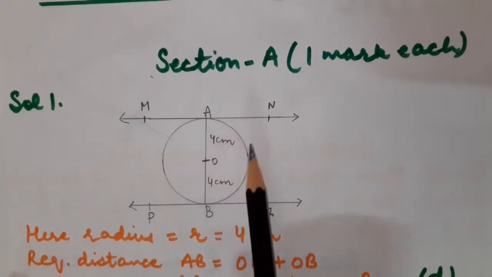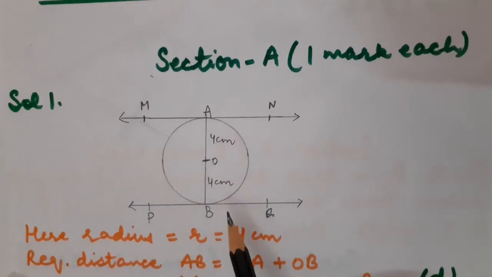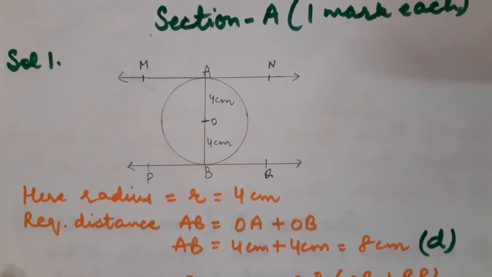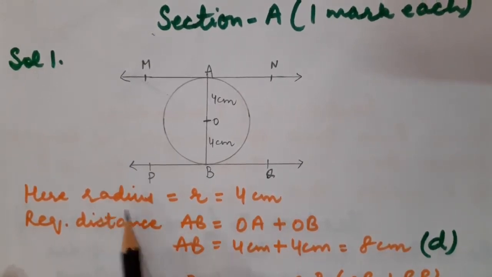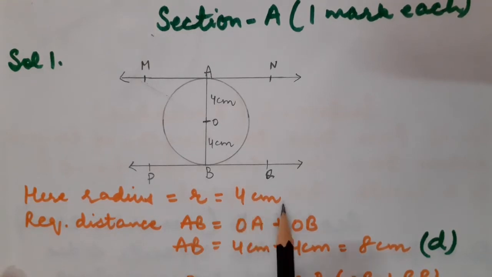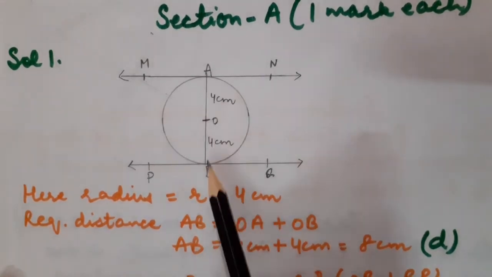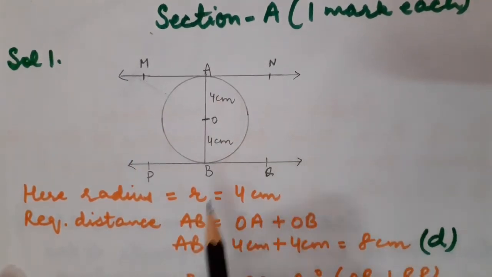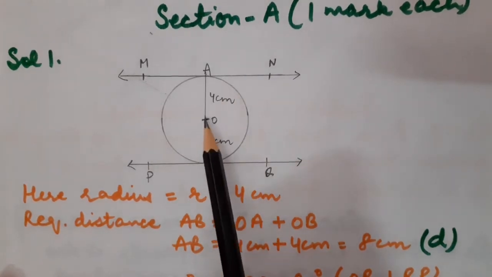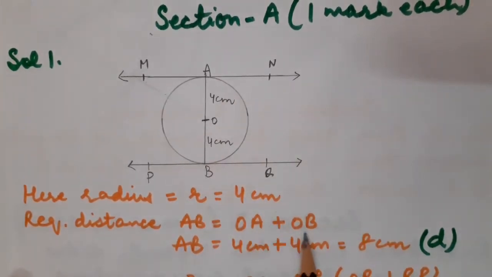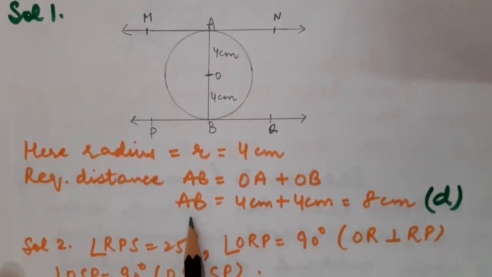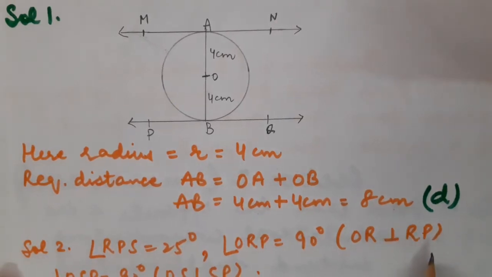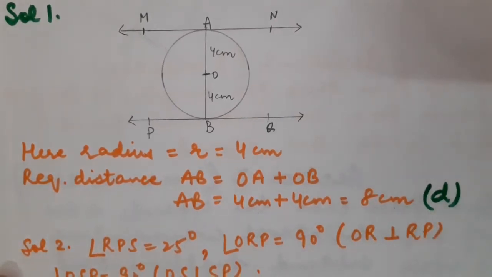What is asked in the question is the distance between these two parallel tangents. So of course children, the distance must be equal to double of the radius, that is the diameter. Here you will be having radius given, that is 4 cm. Children, you can see that AB will be the distance between two parallel tangents MN and PQ. So AB must be equal to AO plus OB, so AB must be equal to 4 cm plus 4 cm, that is 8 cm. So which one is the right option? Option number D. Correct, children?